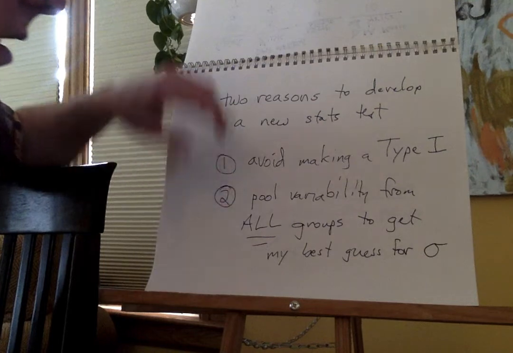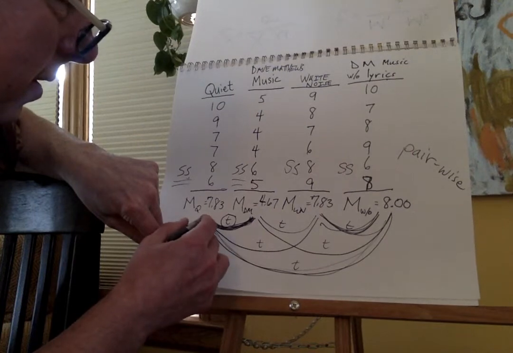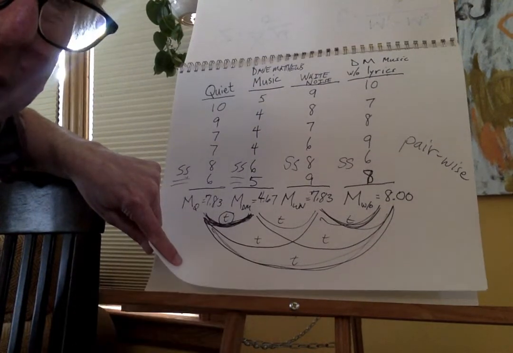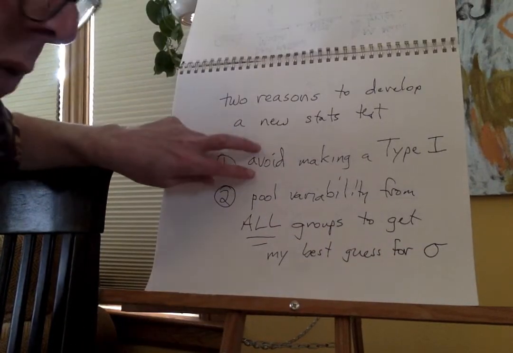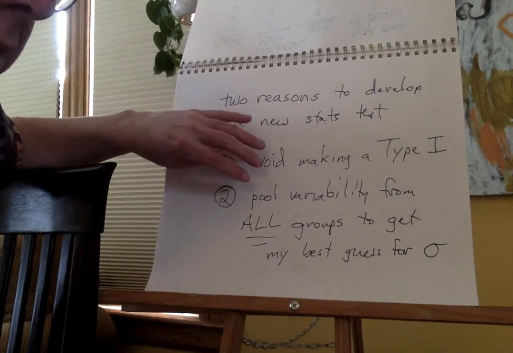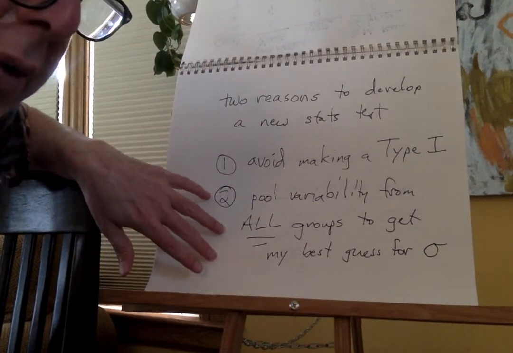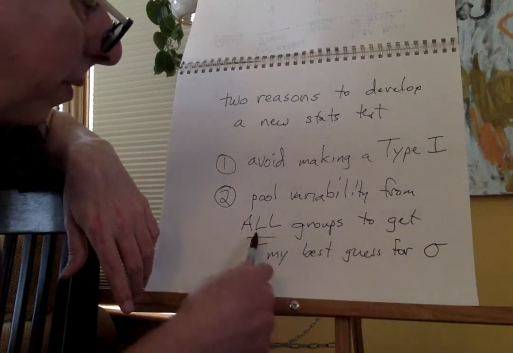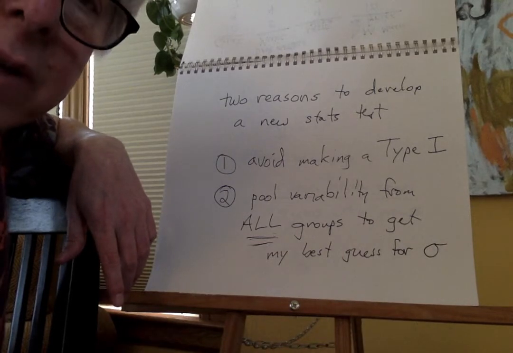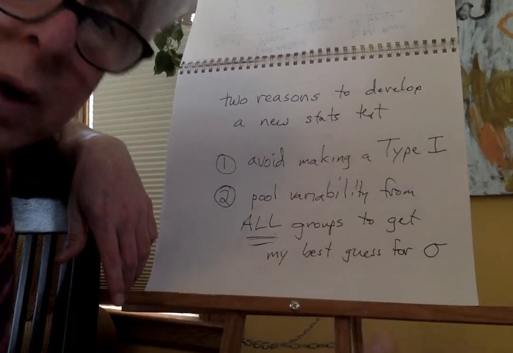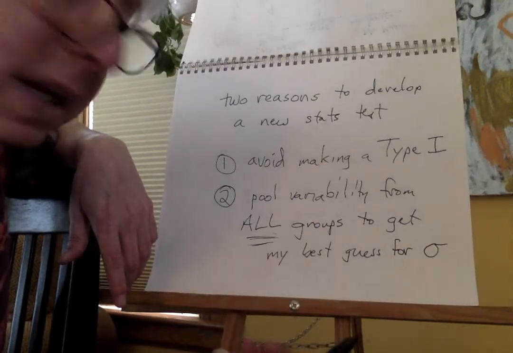And then secondly, even if we do this test, I want to use all of my information about variability to give me my best guess for sigma. Okay? So this is like, I want to avoid making a type 1 error. That's kind of something I want to stay away from. That's why I'm developing a new test. But there's something I really want to approach too, and that is I want to pool variability from all of my groups so I can get my best guess for sigma. In a way, I have 1, 2, 3, 4 different guesses I can combine. I can pool that variability and make the best guess for sigma.